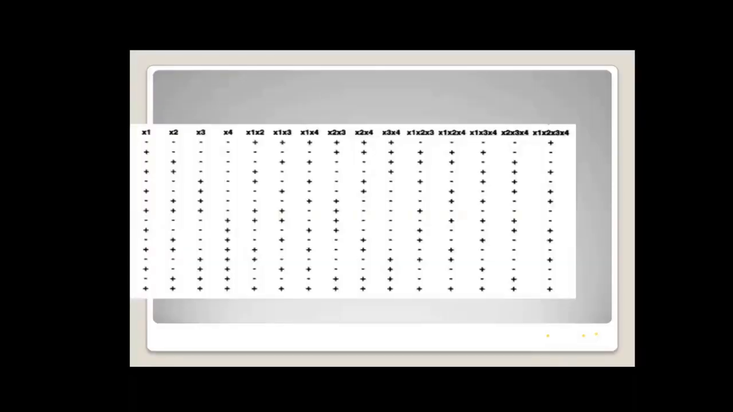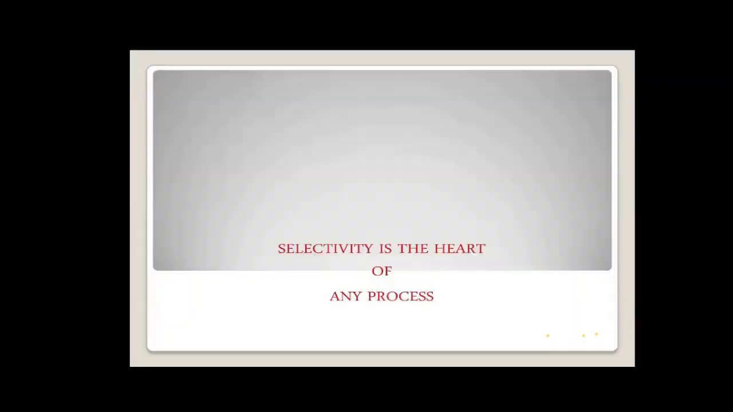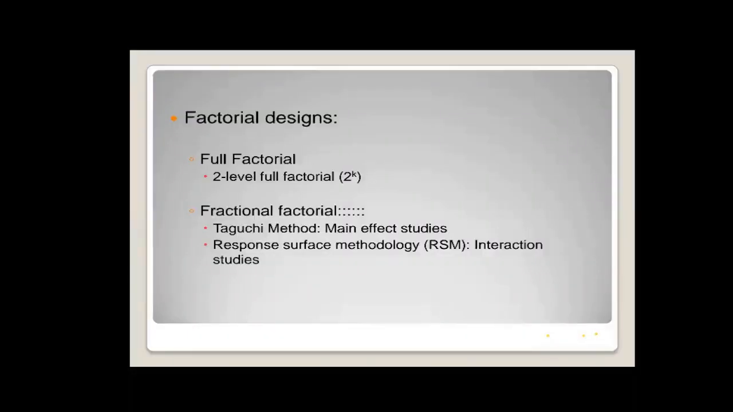So all these 30 experiments have plus and minus signs. Plus means higher value, minus means lower value. This experiment we call a full factorial. What is the meaning of full factorial? Levels raised to the number of factors, 2 raised to 4. We will not compromise by skipping any experiments. But one more problem I will face: here the number of factors is only 4 and levels are 2.